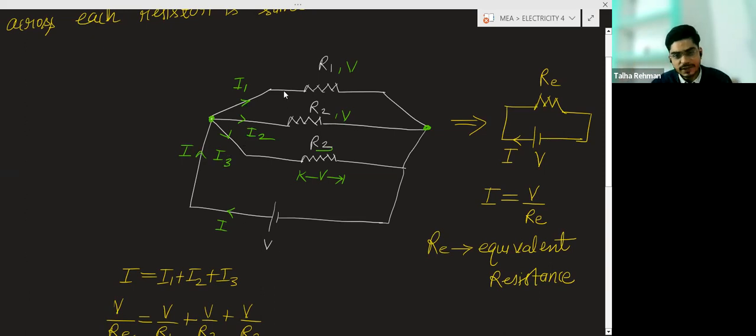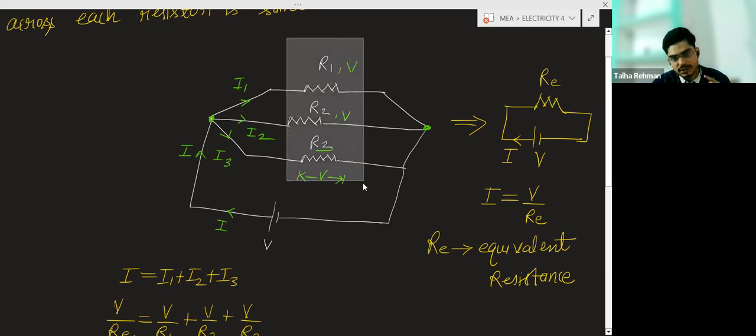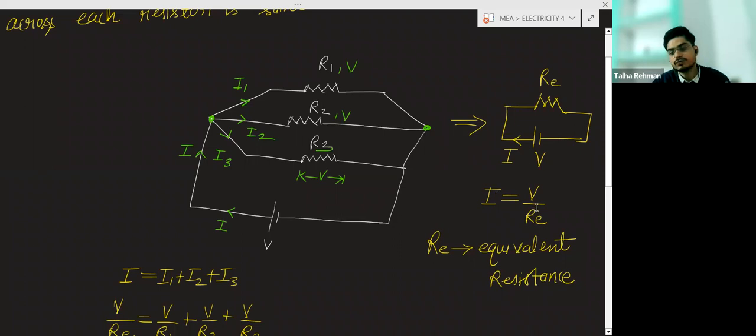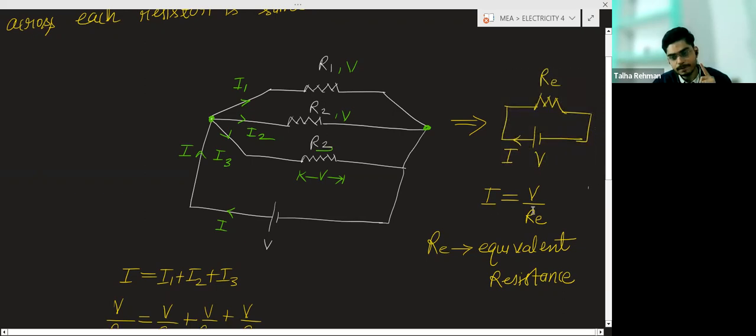Okay. Now after that, instead of these three resistances, I am connecting an equivalent resistance, and a battery cell of V is connected, and current will flow like this. So I can write the current expression I is equal to V by R, because V is equal to IR. So for this circuit I can write I is equal to V by R, and RE is the equivalent resistance.